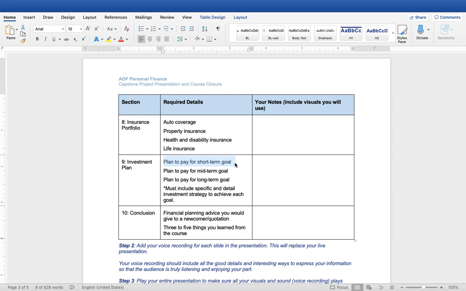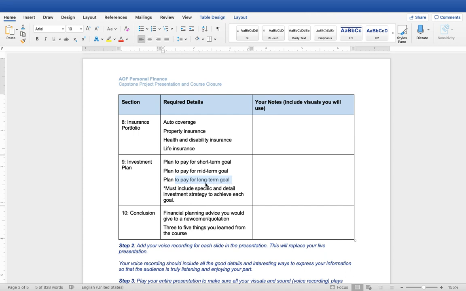Where are you gonna put the money? Are you gonna put money in a savings account, in a CD, in a money market? Maybe it's a long-term goal and you're gonna put money in mutual funds. Maybe retirement is one of your goals and you wanna retire at a certain age with a certain amount of money in your retirement.